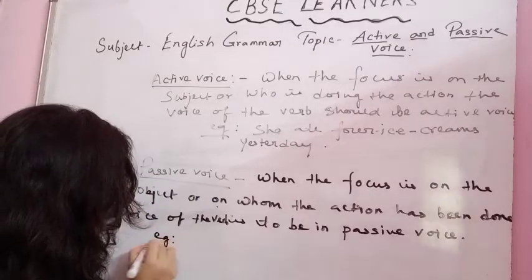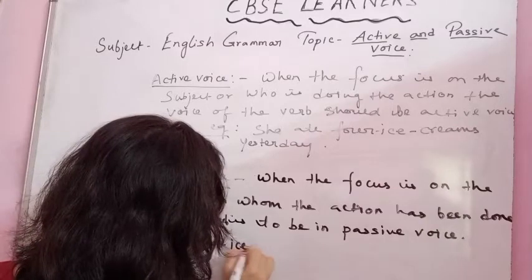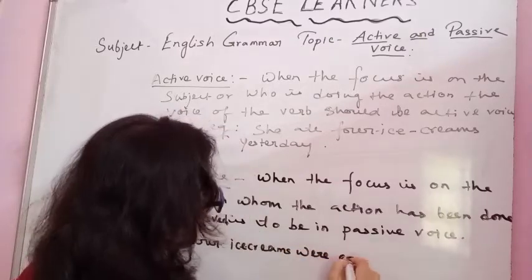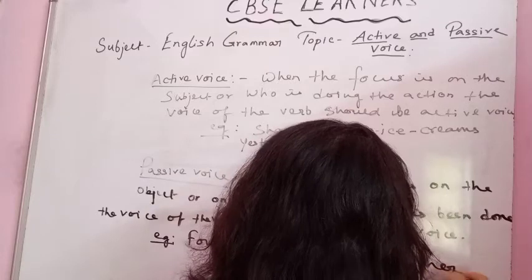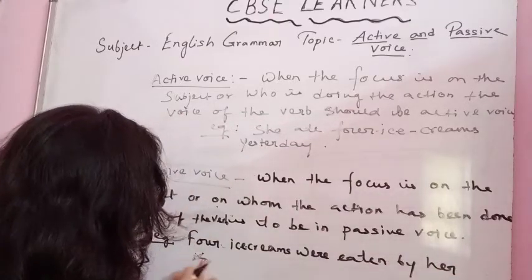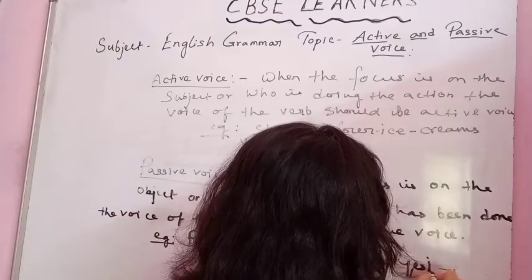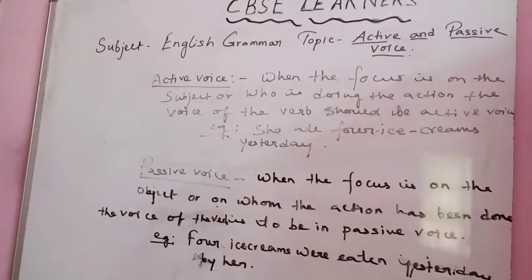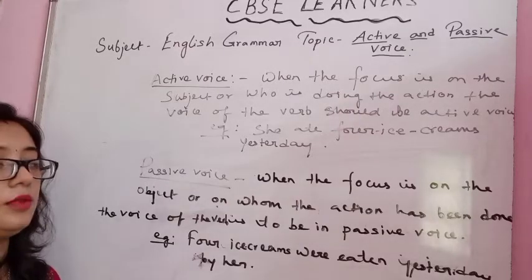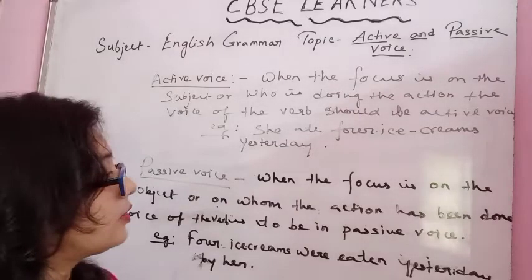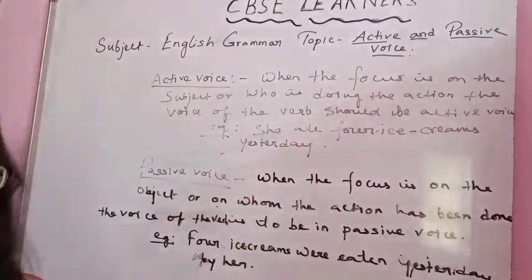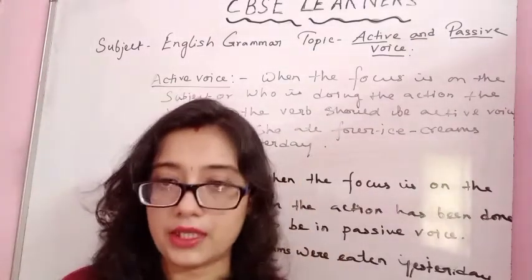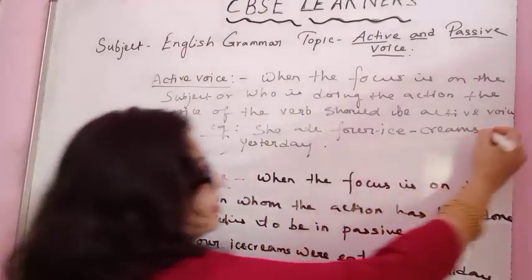Okay, for example, four ice creams were eaten by her yesterday, or you can say yesterday by her. Okay, four ice creams were eaten yesterday by her, or you can say four ice creams were eaten by her yesterday. Okay, now let's see this one. So one thing, have you noticed, when we have converted the same sentence into the passive voice, what we have kept in our mind? We have just kept the tense and the verb.